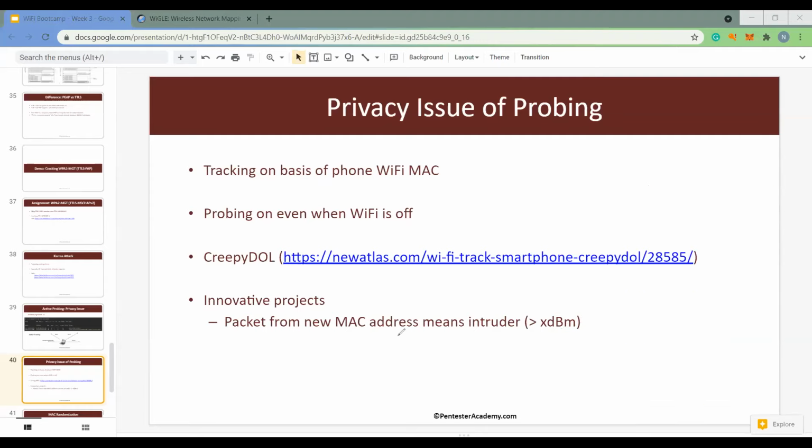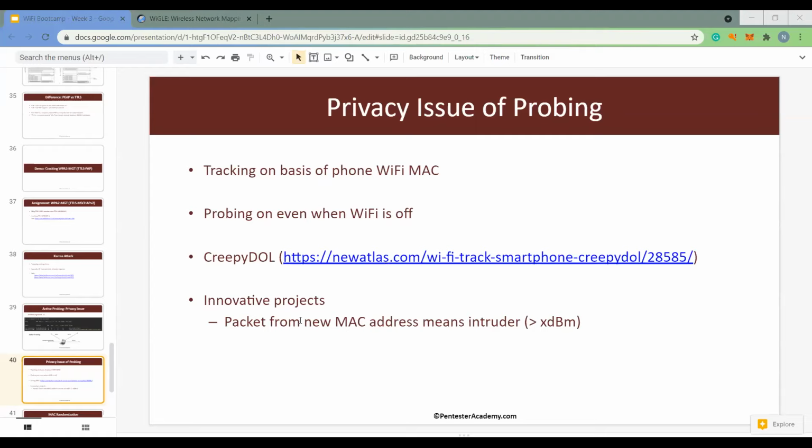So I have added this link here. This talks about Creepy Doll. Creepy Doll was an experiment like this only. They used the MAC address of the phone to track a user through the city, right? So you can do something like this.